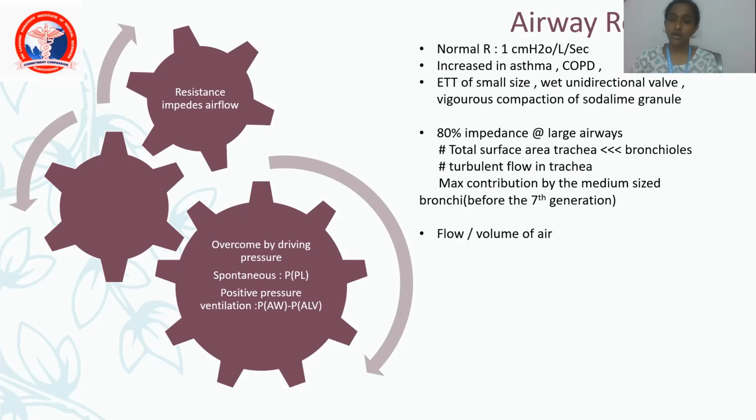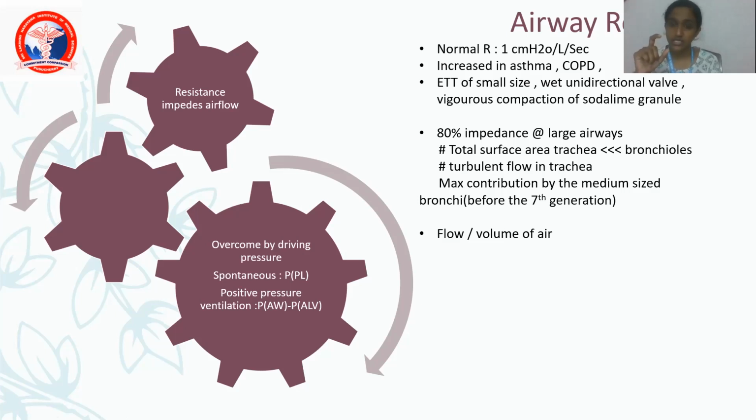Another terminology, like compliance, we are coming to airway resistance. Normal resistance is 1 centimeter of water per liter per second. It is increased in asthma and COPD patients. When you have an ET tube of a smaller size, like if you are going to intubate a patient, the normal ET tube size required for the patient is, let's say, 8.5. But we are putting only a 6.5 tube for that patient. Then his airway resistance is increased. Similarly, whenever there is a unidirectional valve, or whenever we are using L bends, the resistance will increase.